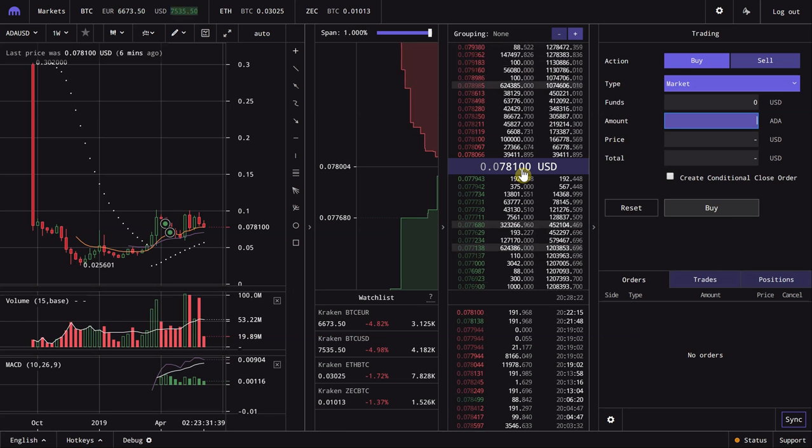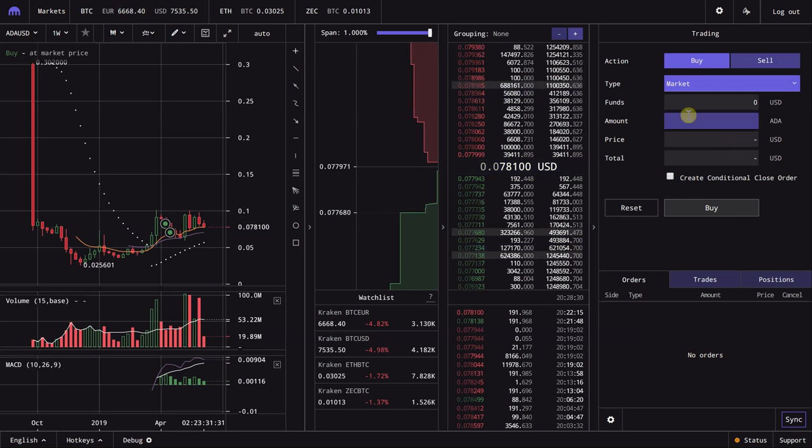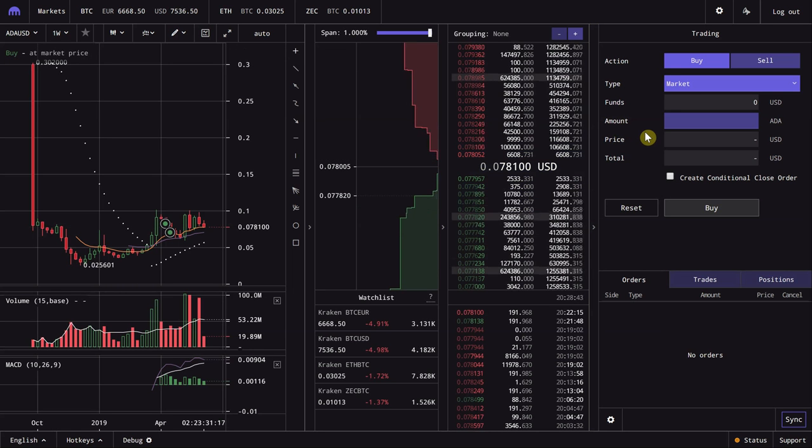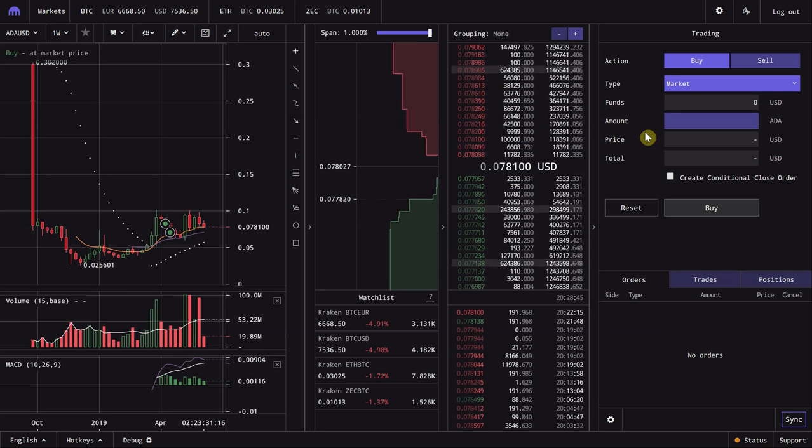Once you type in how much you want of the cryptocurrency or the token, it will automatically populate the price right here. So all you have to do is input the amount that you want relative to your funds. So if 0.078 is the price of Cardano right now, and you want to buy, I don't know, let's just say for purposes like 200 Cardano, right?